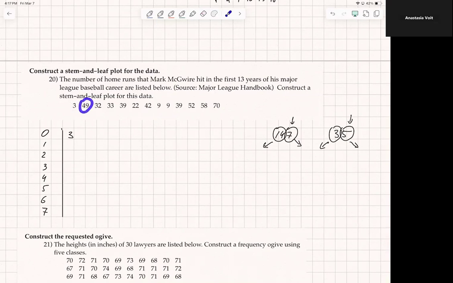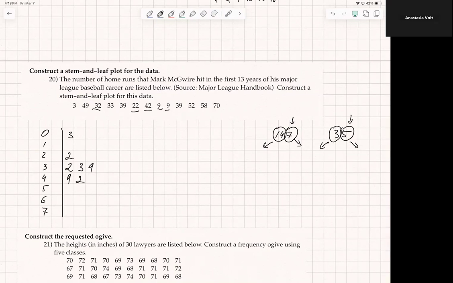Then the next value is 49. 9 goes to the leaf. 4 goes to the stem. So that value goes to this row, right? 9. Now 32. 2 goes to the leaf. 3 goes to the stem. So we put it here. 33, same thing. And then 39 goes also to the same row, but we put 9 here instead. Now 22 goes to the third row, where we have the 20s, right? And we put a 2 in the leaf. Next one is 42. We go here, 42.